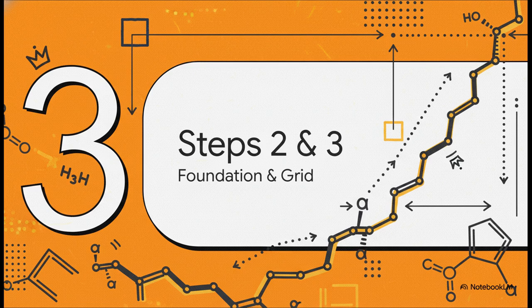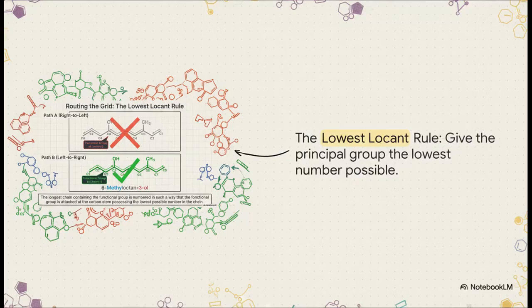Steps 2 and 3 are all about finding the longest carbon chain that actually includes our boss, and then numbering it correctly. This gives us our foundation and our grid. And this slide right here shows the absolute golden rule of numbering, the lowest locant rule. Now, a locant is just a fancy word for the number we assign to a carbon. It's like its address on the chain.